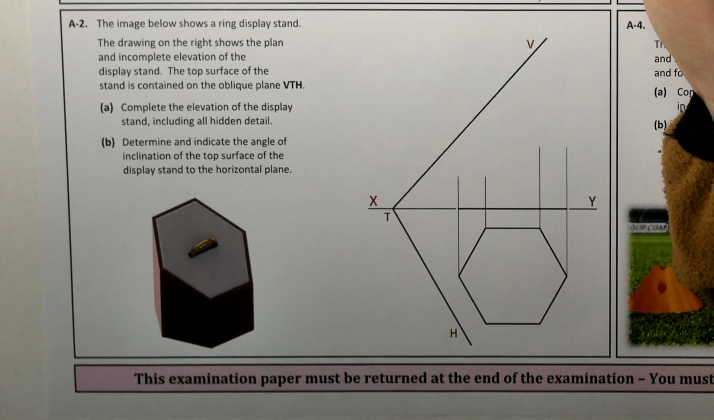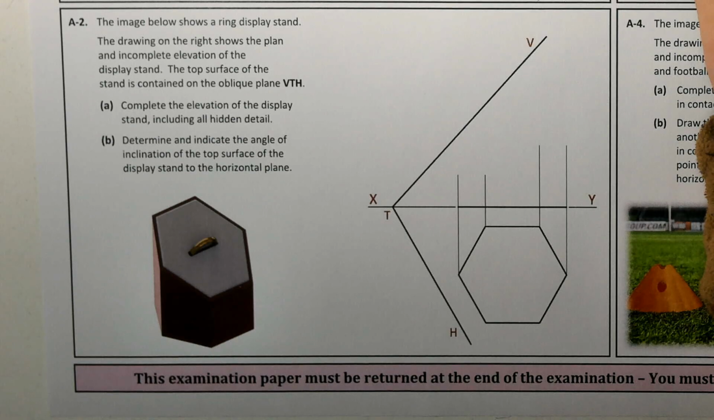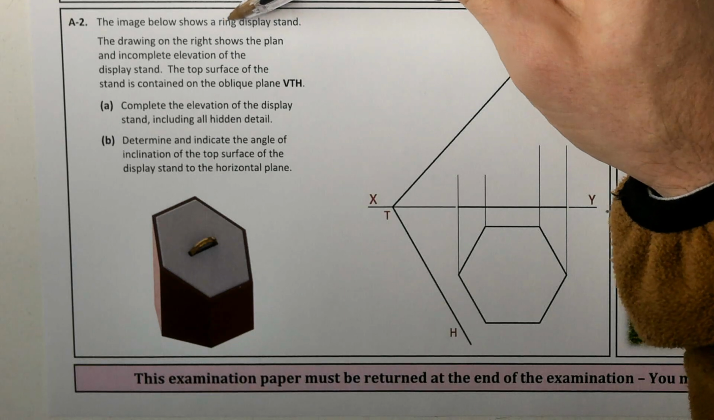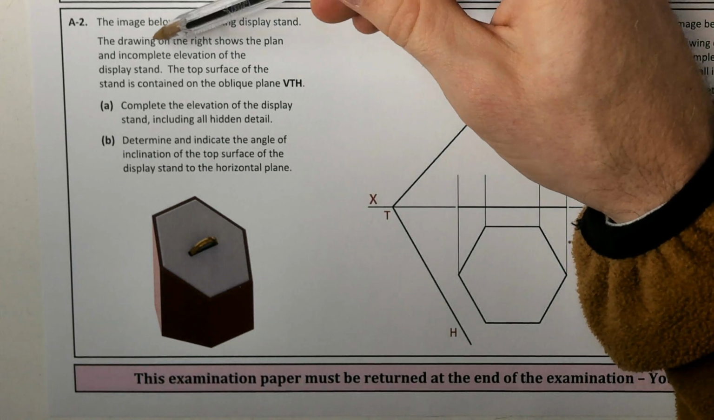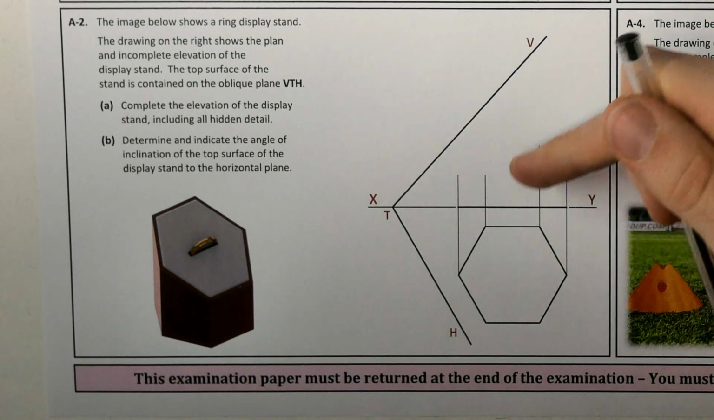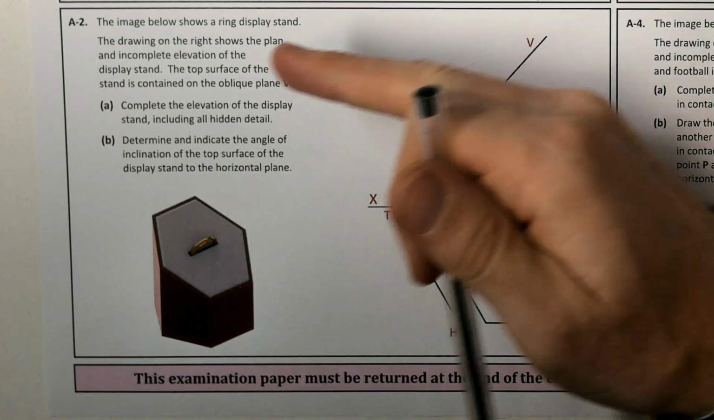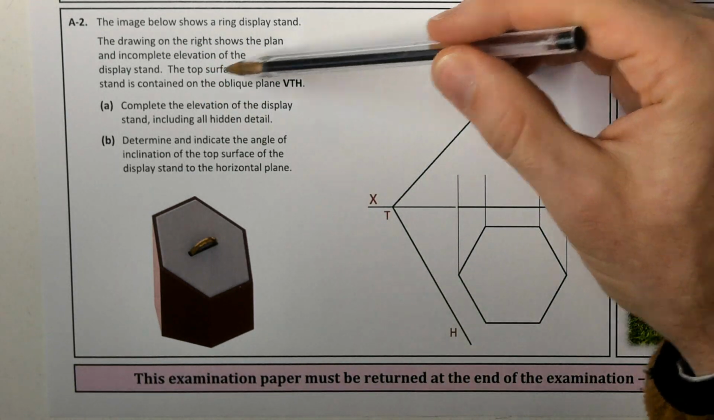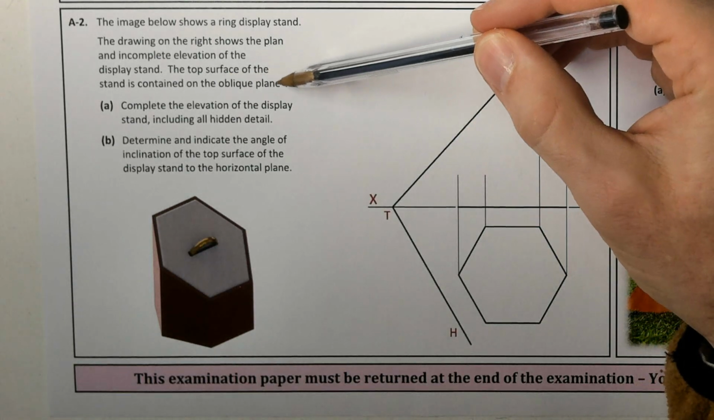Welcome back to 2024 question A2. So this was an oblique planes question. The image below shows a ring display stand. The drawing on the right shows the plan and incomplete elevation of the display stand. The top surface of the stand contains the oblique plane VTH.